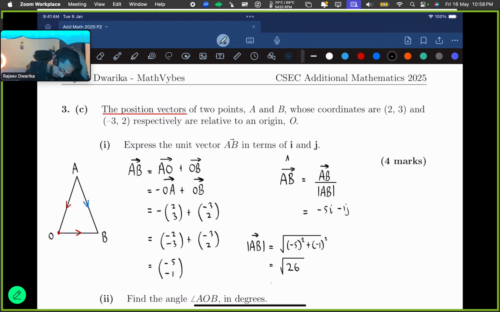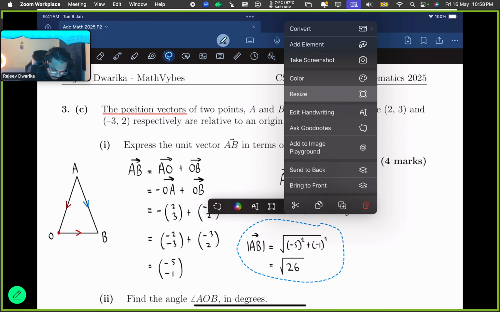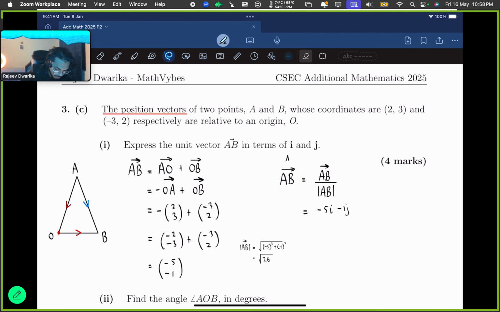Right, and could that simplify? Could that break down into anything further? I don't think so, because when you write it as a product of factors, it doesn't have any perfect squares you could use. So let me just verify. Yeah, just root 26. So your answer is going to be minus 5i minus 1j all over root 26.